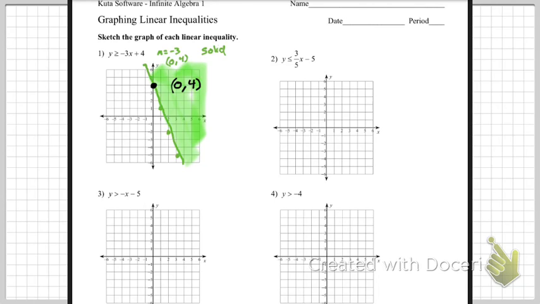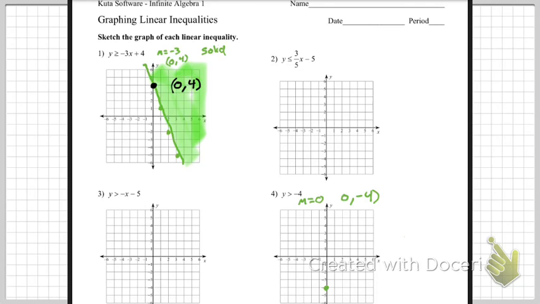Alright, so I'm going to jump down to number 4. Number 4, this is going to be a horizontal line. As you can see, there is no slope because there is no x and there is no coefficient in front of the x. So that means x has disappeared, which means the coefficient you could call is 0. The slope is 0. I do have a y-intercept, and the y-intercept is -4.